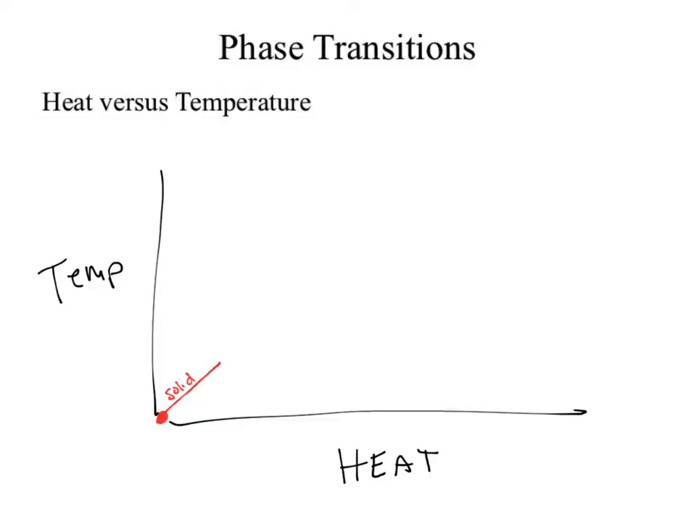But since there's still solid present, what's the temperature? The same. Which means I see a flat line. When does that line stop being flat? When it's all liquid, as soon as all of my solid has moved into a liquid.